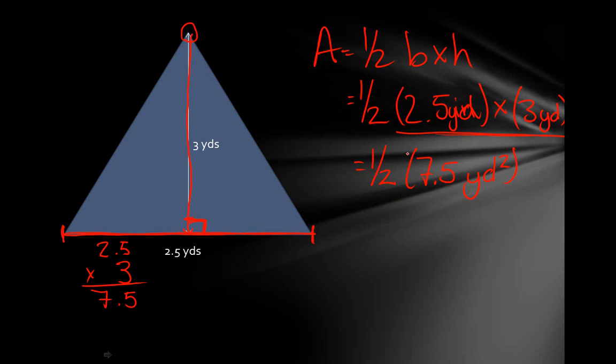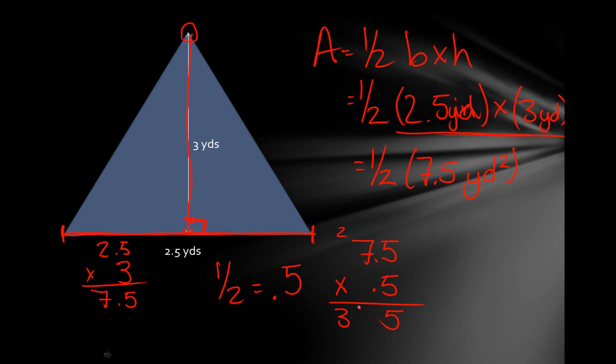Now I need to take 1/2 times 7.5. Well, 1/2 is equal to 0.5. So I really just need to take 7.5 times 0.5. That's 25, and that is 37. Now how many times do I need to move that decimal place over? You can see it's twice. I have 2 numbers to the right of the decimal point. I need to move it over twice. So I get my final area equal to 3.75 yards squared.